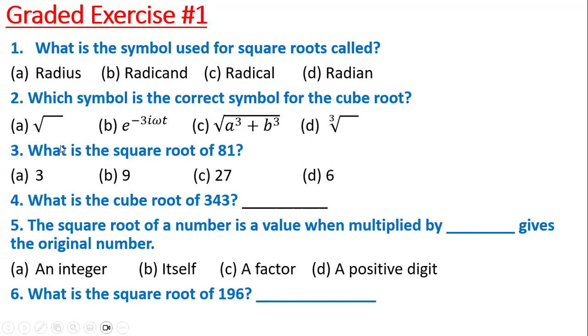Number 3. What is the square root of 81? A, 3. B, 9. C, 27. D, 6. Number 4. What is the cube root of 343? Number 5. The square root of a number is a value that, when multiplied by blank, gives the original number. A, an integer. B, itself. C, a factor. D, a positive digit. Number 6. What is the square root of 196? Very good, Andrew.